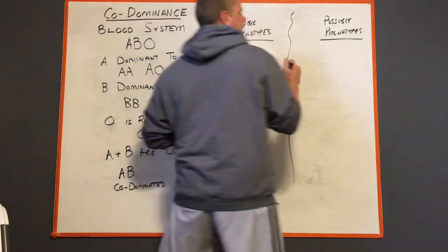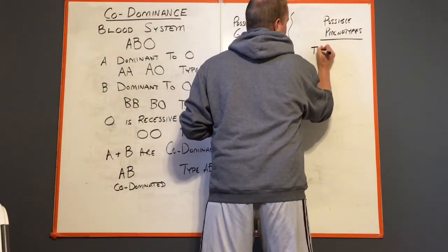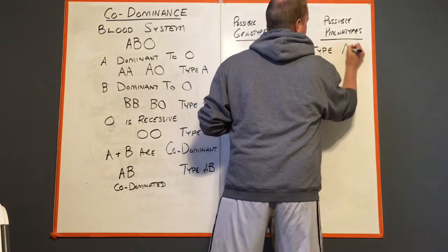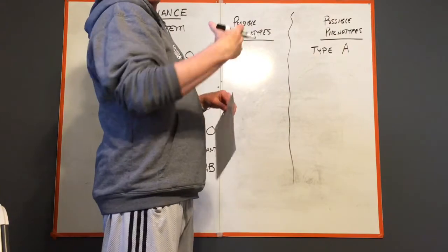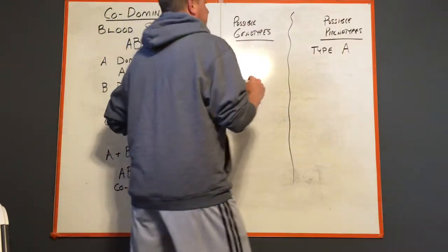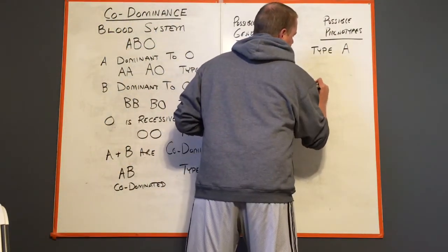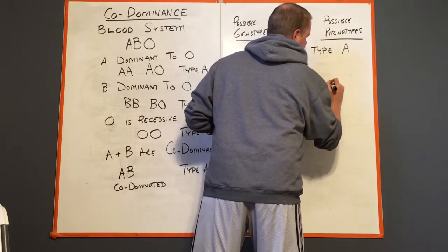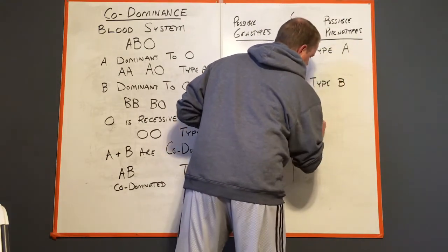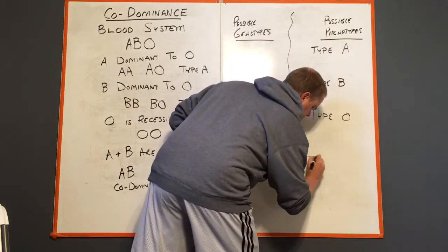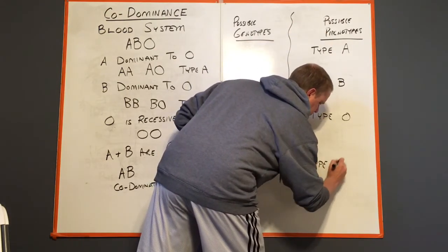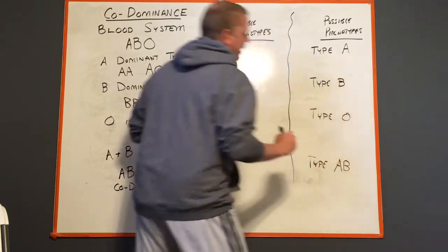So there are four different types of blood. You could be type A. Doc, I have type A blood. We'll talk about why you usually say A positive or A negative in a minute, all right? You could also have type B blood. You can have type O blood, or you can have type AB blood, okay?